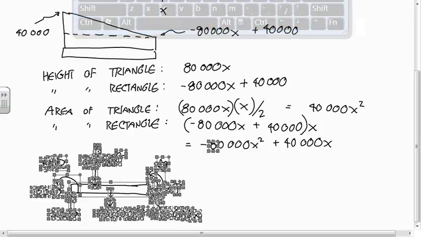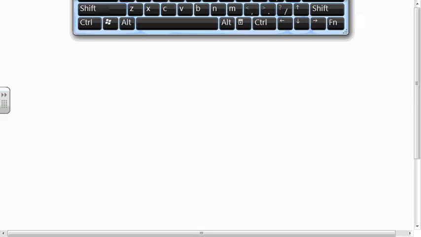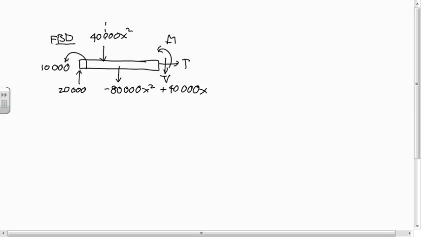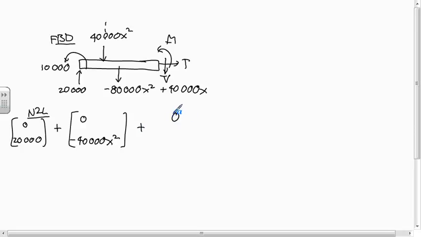Okay, so just move this over to the next page now, so you have room in your notes. So Newton's second law says 0, 20,000 plus 0, negative 40,000 x squared plus 0. Now, these signs can get a little confusing sometimes, but this is a downward force with this magnitude, which means as a vector, we're going to treat it as in the y direction, the opposite of this. So we have 0 and then positive 80,000 x squared minus 40,000 x.